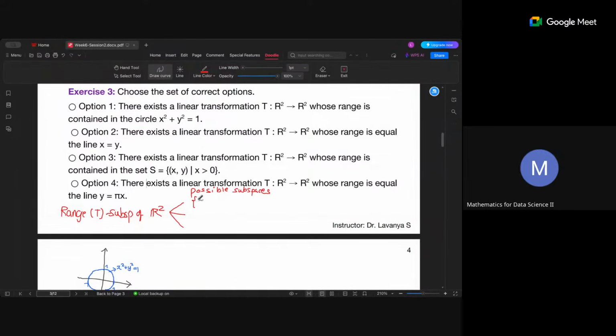Either it should be the origin, or a line passing through the origin, a straight line through the origin, or it is the entire R2. So these are the only possible subspaces for R2. Now we know that range is a subspace.